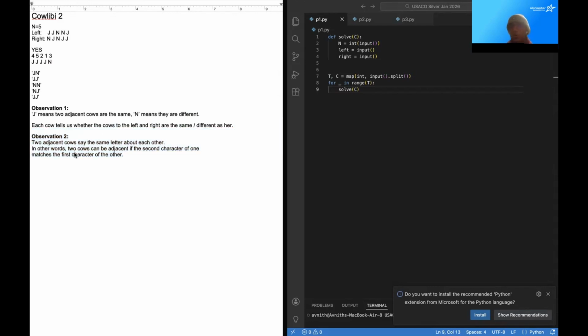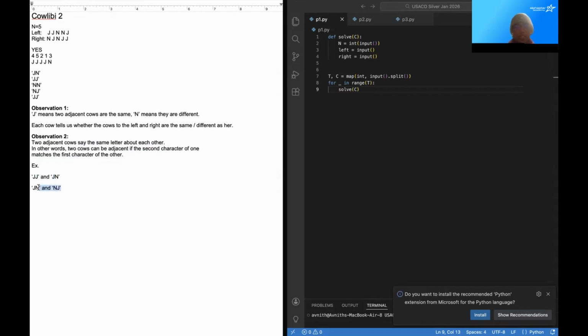We can say that two adjacent cows have to say the same thing about each other, right? So both cows, if they're adjacent, will either say they're the same or they're different. What this means is essentially the second character of the first cow is equal to the first character of the second cow. So in this case, these two cows can be adjacent because the first cow says the cow on her right is the same as her, and the cow on the right says the cow on the left is the same as her. So these two statements check out.